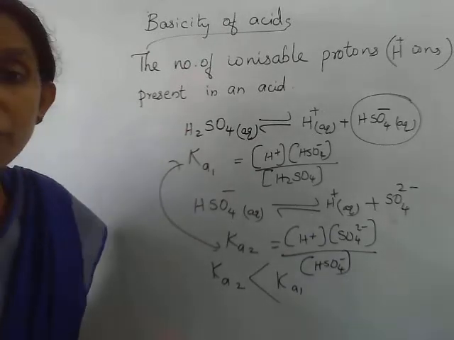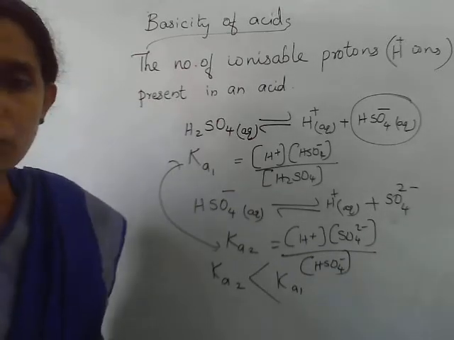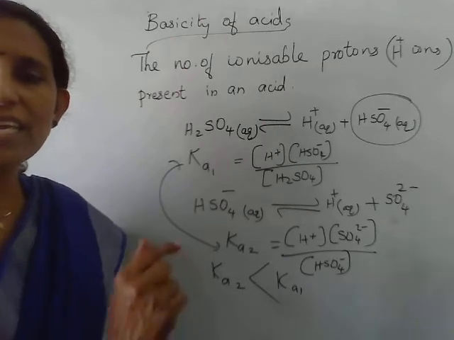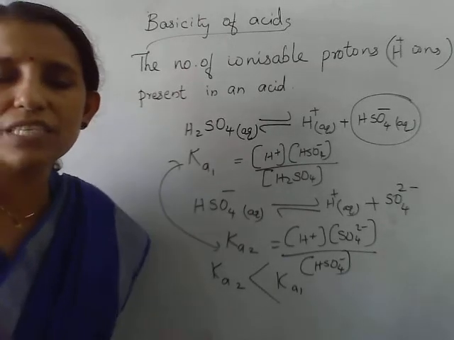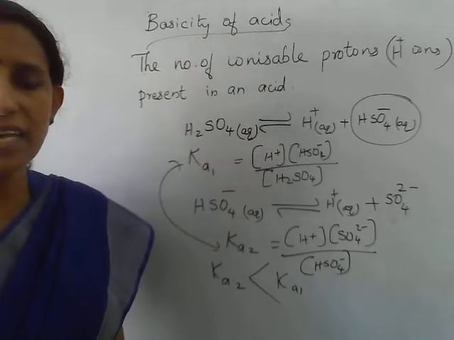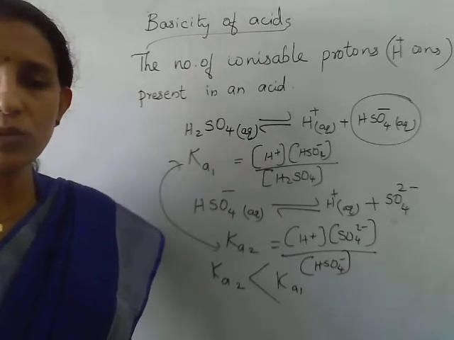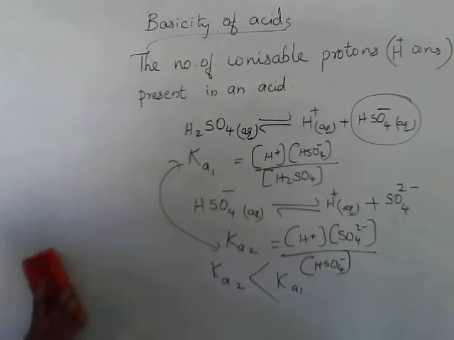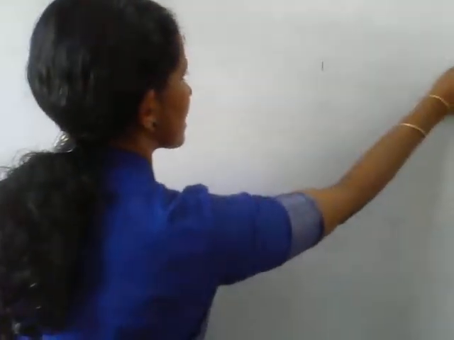If you take a tribasic acid, there will be 3 ionization constants Ka1, Ka2, Ka3. In that case also Ka3 will be smaller than Ka2, which is smaller than Ka1. Ka1, the first acid ionization constant, will always be higher than the second or third dissociation constants. Clear? Now let us discuss the factors influencing acid strength.